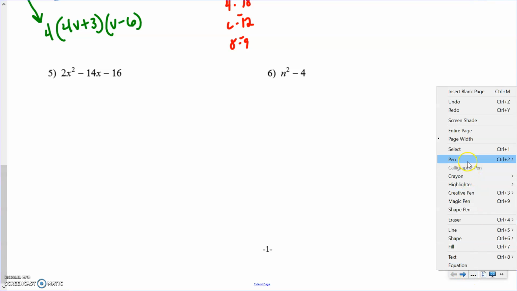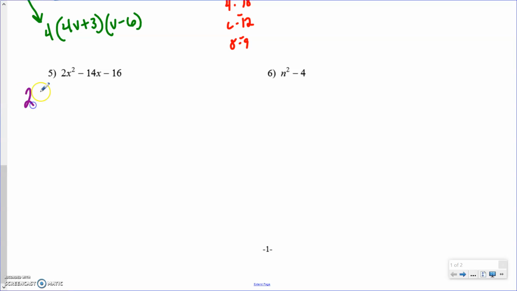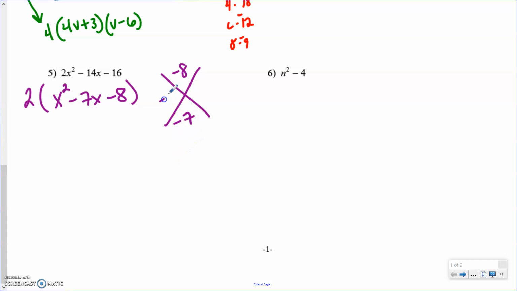Number 5, first thing I'm checking for is a GCF. I notice that I can divide all those by 2. So if I take a 2 out, I'm left with just an x squared minus 7x minus 8. And then in my parentheses, I have 3 terms. So 1 times negative 8 goes on top, negative 7 goes on bottom. So we have negative 8 and 1 there.